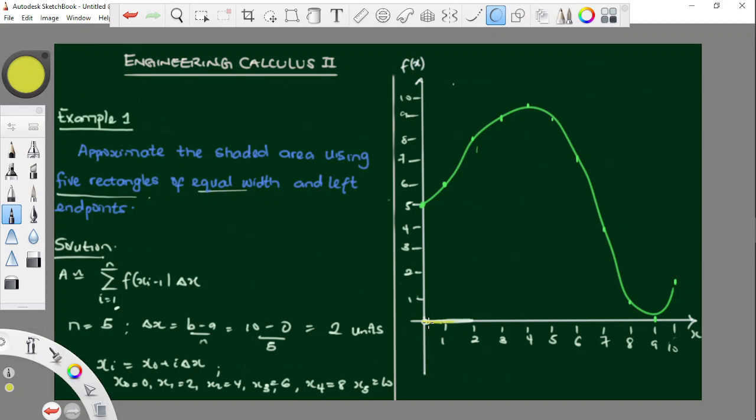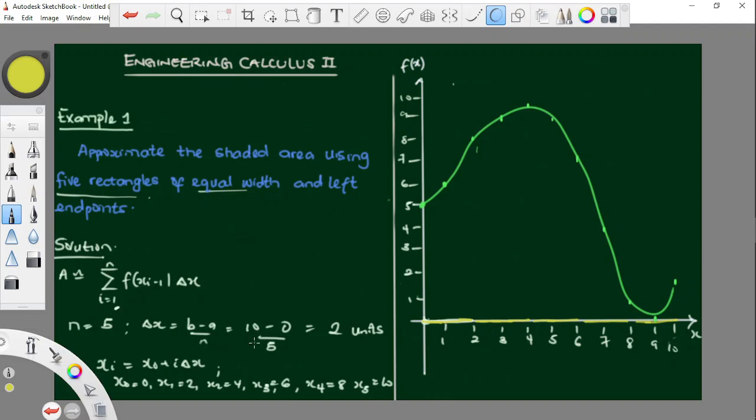So our first rectangle is going to have from 0 to 2. The next is going to be from 2 to 4. The next is going to be from 4 to 6. The next is going to be from 6 to 8. And the next is going to be from 8 to 10. So 1, 2, 3, 4, 5. We have that. So what will be the heights of each of the rectangles?